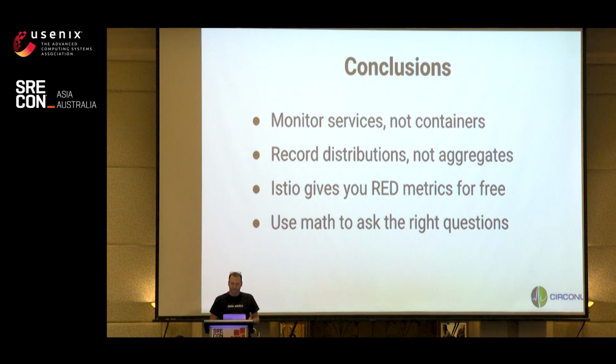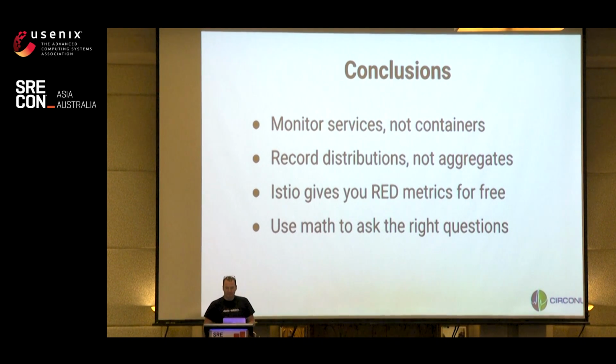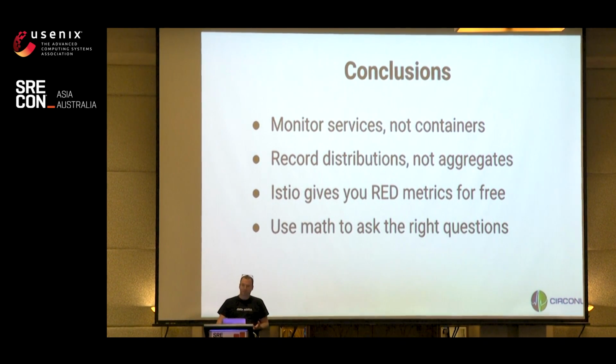Istio gives you a lot of stuff for free. You don't have to instrument your code either. You don't need to go and build a high-quality application framework from scratch. Kubernetes and Istio have you covered. And use math to ask the right questions about what's important to your business. That's what this is all about, right? When we can make systems reliable by answering questions that the business values, we can achieve the goals of the organization.